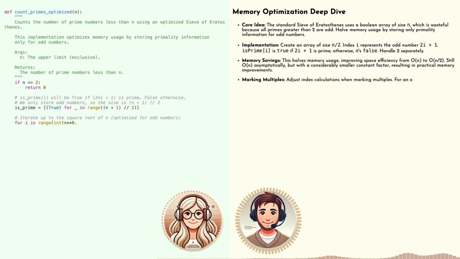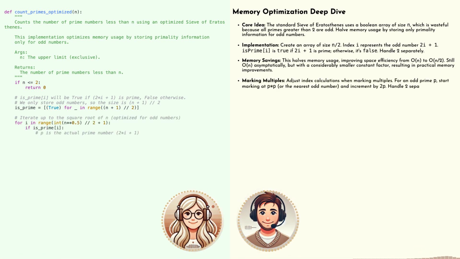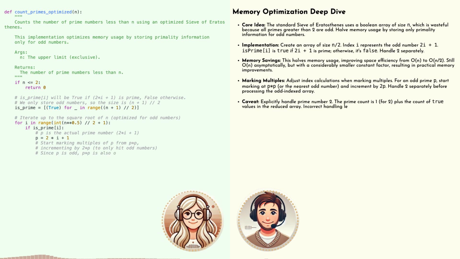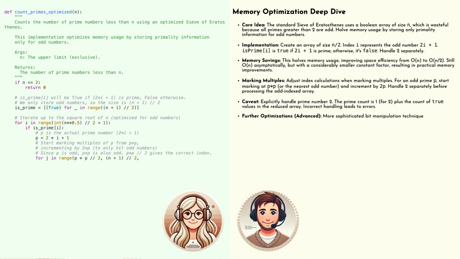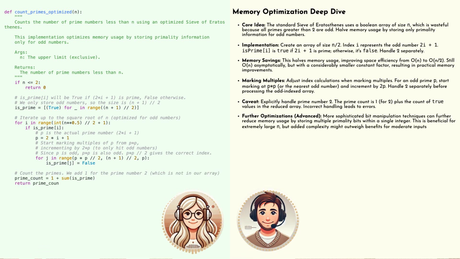Yeah, each element in that array, whether it's true or false, takes up some memory. Right, and especially when we're working with a ton of numbers, that memory usage can really add up. So this optimization is all about using less memory. Okay, I like the sound of that. How do we actually do that? So instead of storing these Booleans, we can actually just store the odd prime numbers themselves.